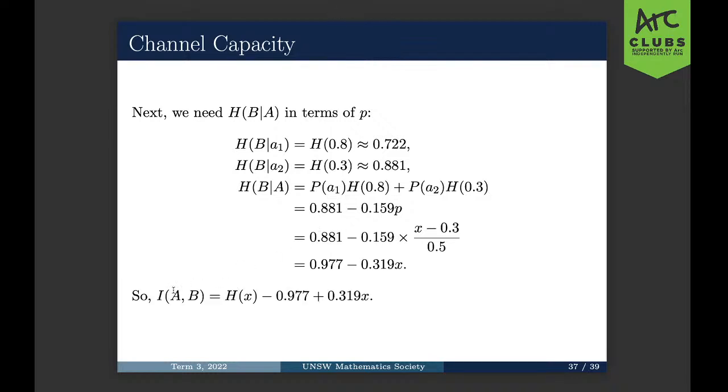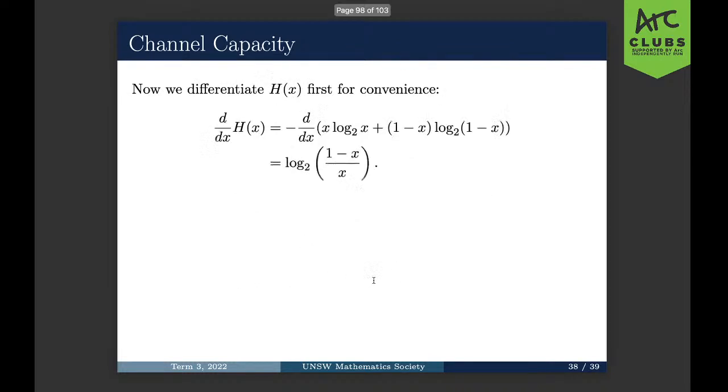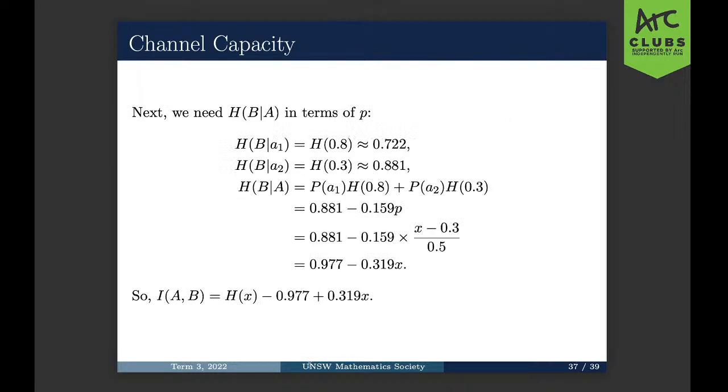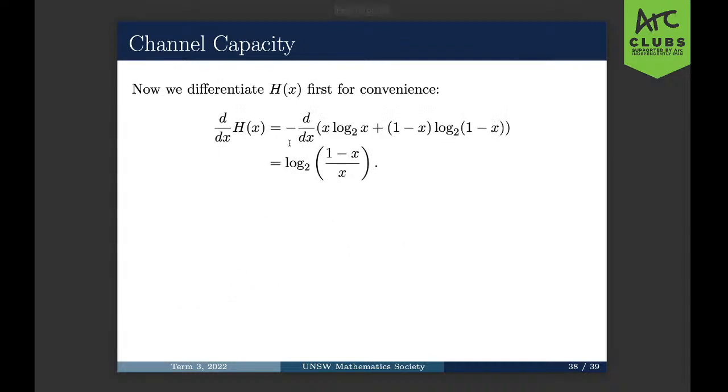And so I(A;B) is going to be H(B), which is just H(X), minus this thing here. So minus 0.977 plus 0.309x. Now that we have the mutual information in terms of x, we want to maximize that. And you might be thinking, why are we maximizing in terms of x? Well, it's really the same as maximizing in terms of p. Once we find the value of x that maximizes the mutual information, then we can find p based on that.